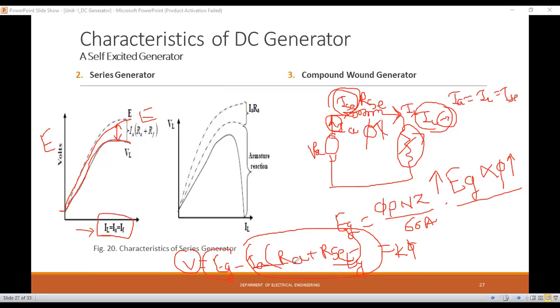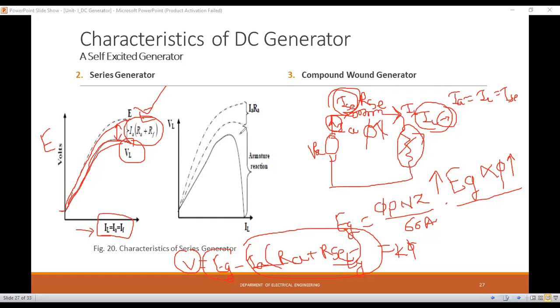So if the load current IL increases, the field current IF also increases, phi increases, and induced EMF increases. So it gives a relationship like this. If the drop is subtracted from E, we get the value of VL. So this VL is nothing but this curve, it will be like this. This is the external characteristics of the DC series generator.